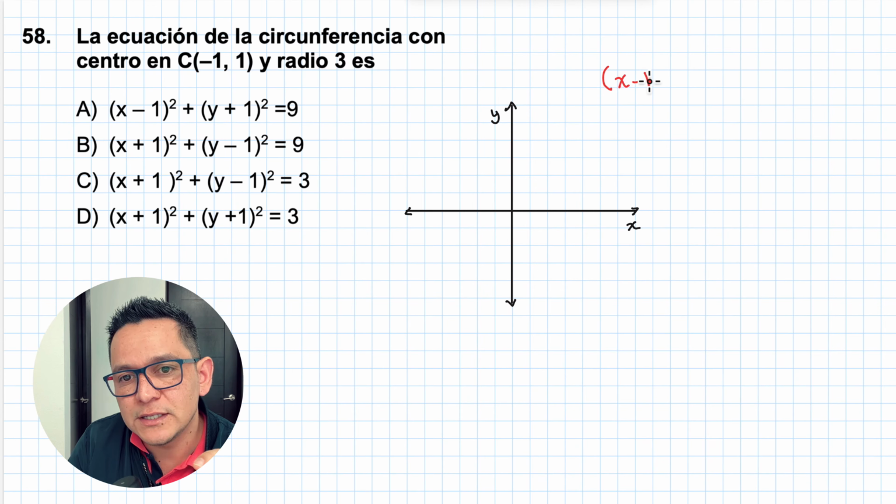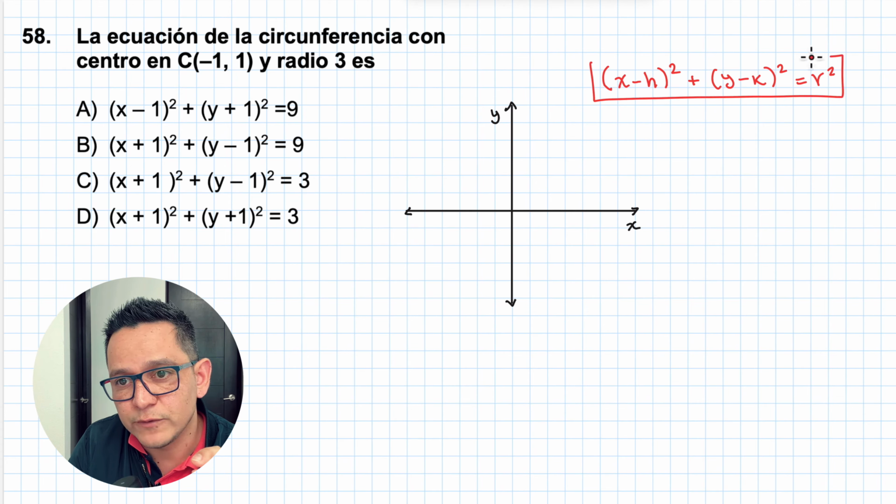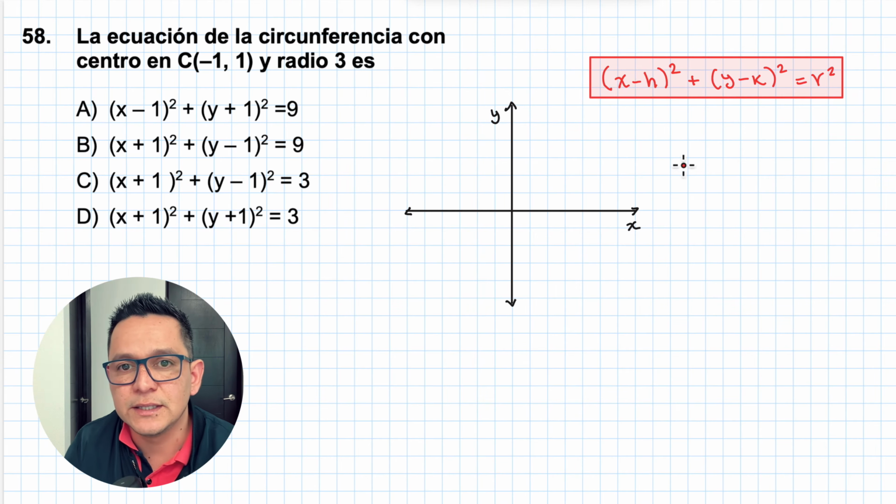We write x minus h, raised to the power of 2, plus y minus k, raised to the power of 2, and we set it equal to r squared. This, I insist, is the equation of the circle with a center anywhere on the plane.